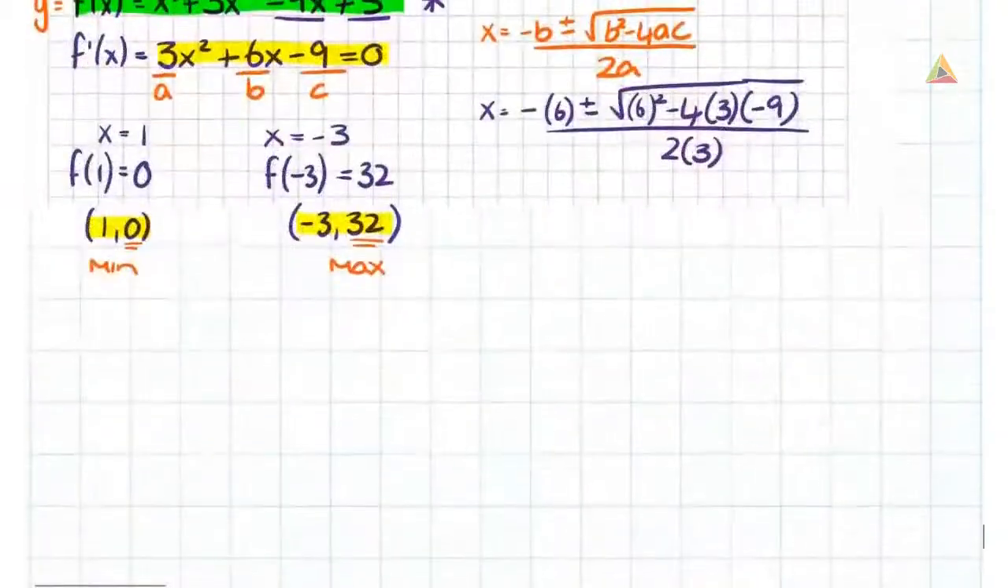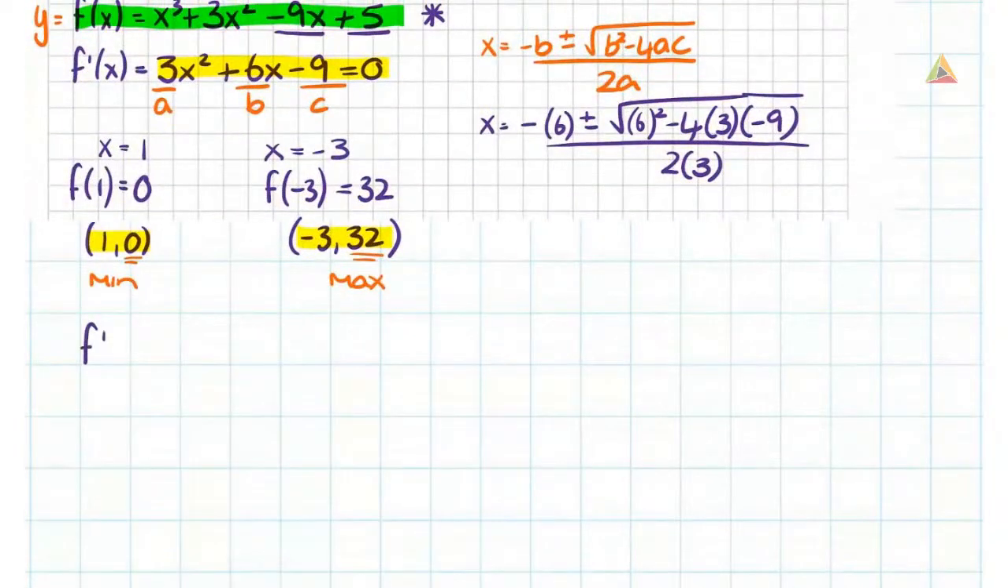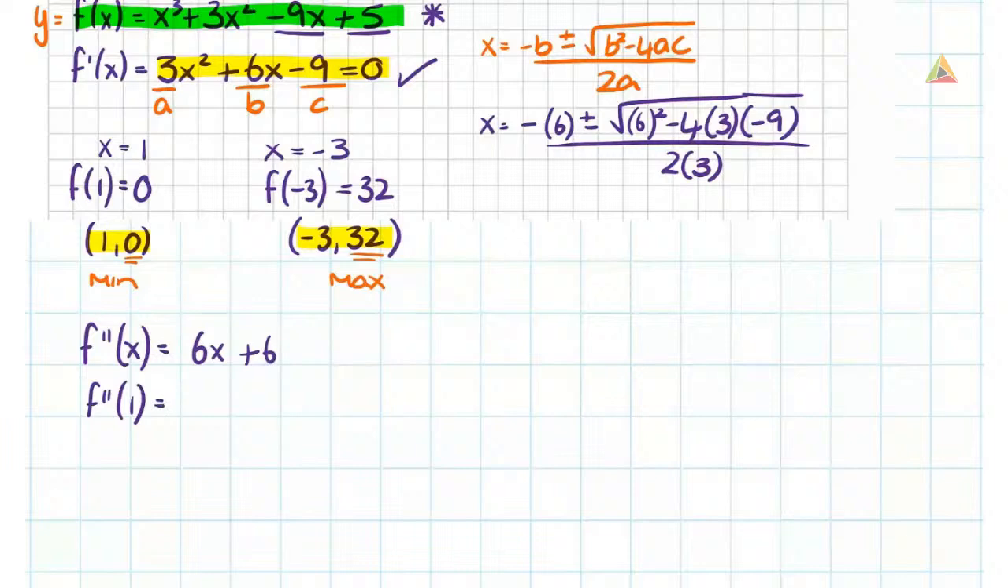So our first job is to find our second derivative, our f double dash x. So we're going to go back to our first derivative, which was here, and we're differentiating. So we're getting 6x plus 6. So we're going to sub in 1, see what that gives us, and we're also going to sub in minus 3 and see what that gives us. So it becomes 6 times 1 plus 6. That gives us 12, and we know that 12 is positive. We're not too interested in what the number is, we're just interested in whether it's positive or negative.